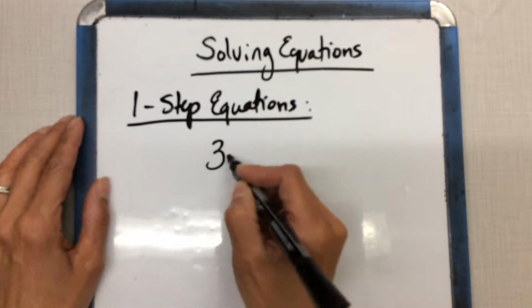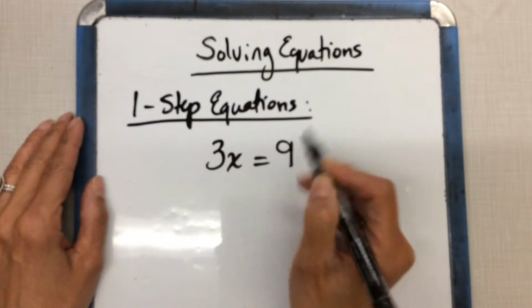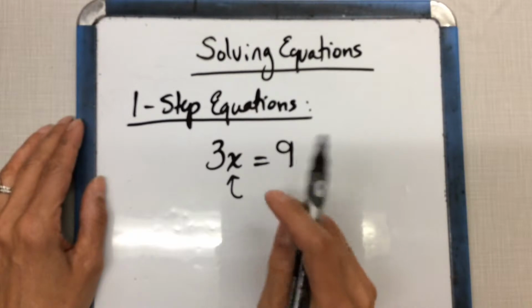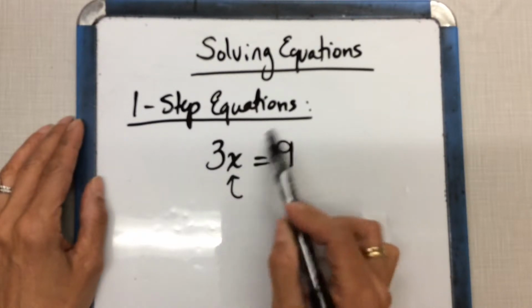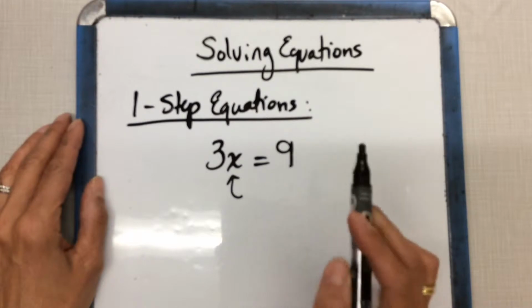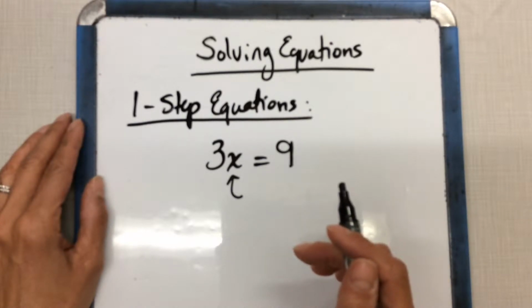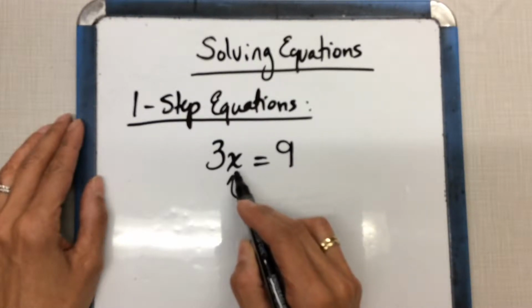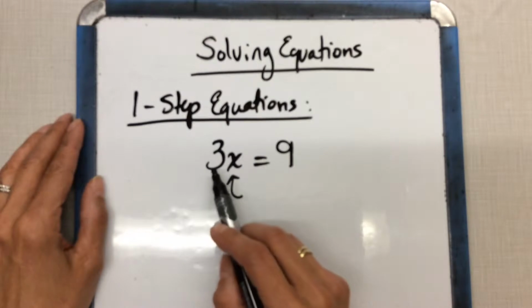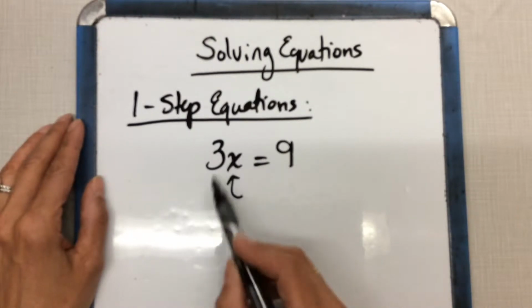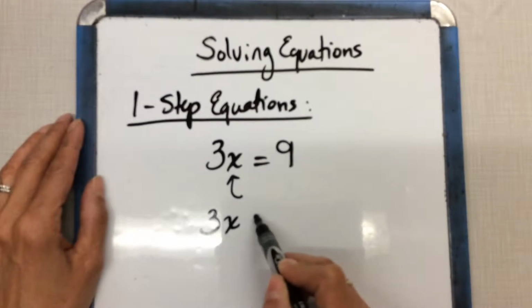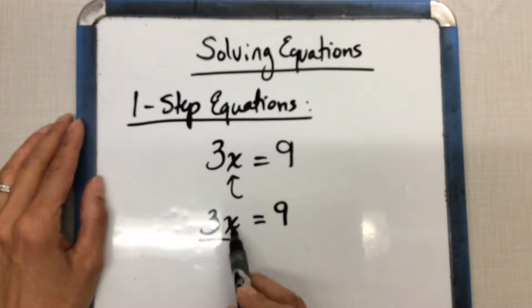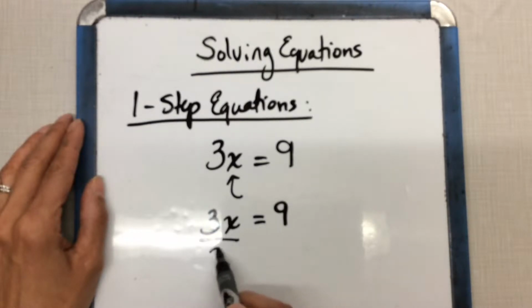So for example, if we say 3x is equal to 9, we are asking ourselves, what can x be in order to make this side equal to that side? When you're solving equations, what you do is the opposite operations in order to isolate your variable. In this case, this is 3 times x. The opposite operation to 3 times x is dividing by 3. Or rather 3x divided by 3.